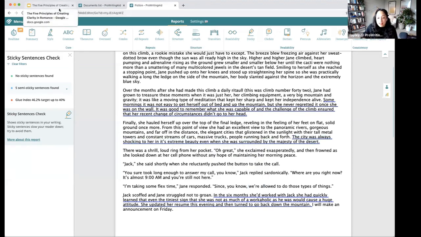Again, if this sticky sentence, you come here and see that it's within a dialogue or within a point of view, that's fine. You might decide, you know what, I don't care about the sticky sentences because this is clear to how this character speaks.